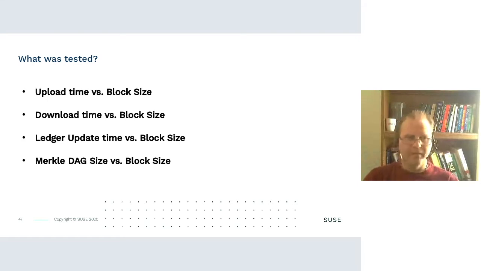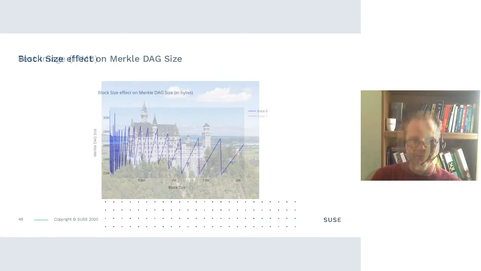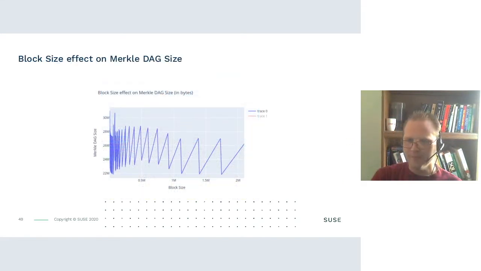So what did I test? I did some load testing by varying the block size. With each modification of the block size, I tested for upload time, download time, ledger update time, which is the Aroha ledger, and the size of the Merkle directed acyclic graph.